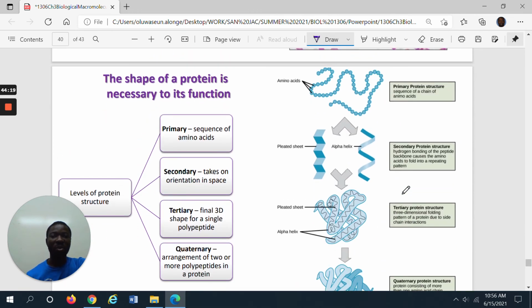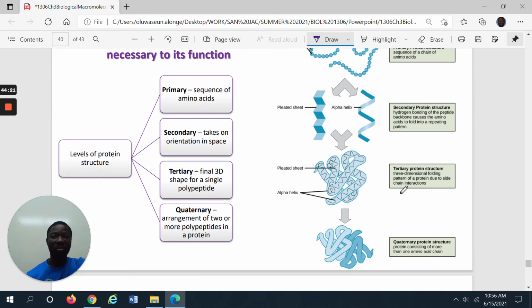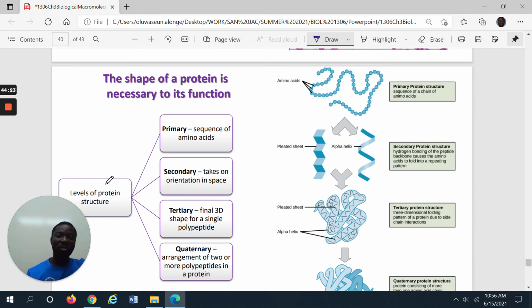So the shape of a protein is necessary again for their function. Look at this. Levels of protein: we have the primary level, and the primary level is just a sequence of amino acids that you can see here, so we can call it a polypeptide chain. You can see here is just a chain of amino acids, and in between the amino acids you have a bond, and the name of that bond is peptide bond. Then the secondary protein is going to be, it has two shapes.